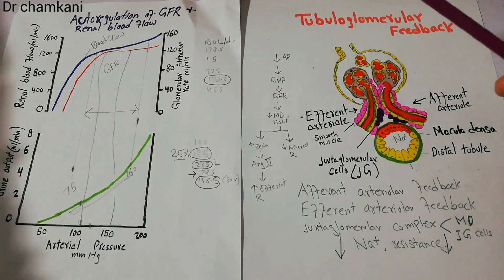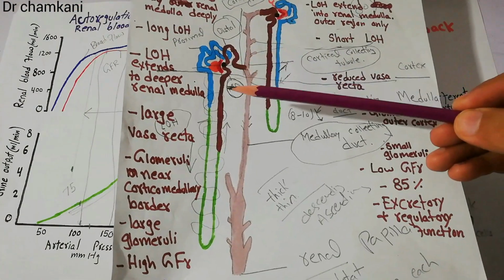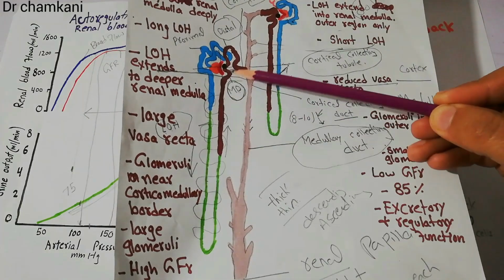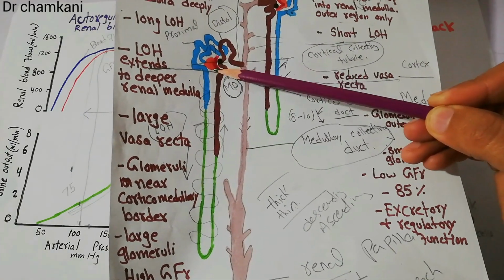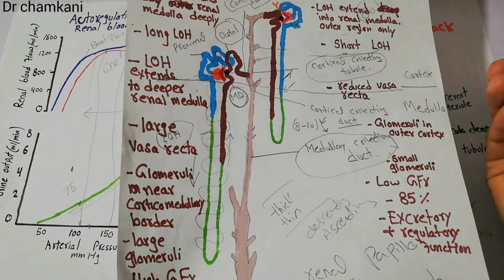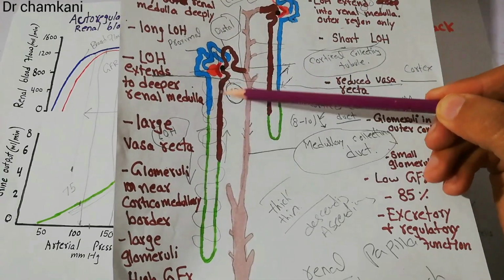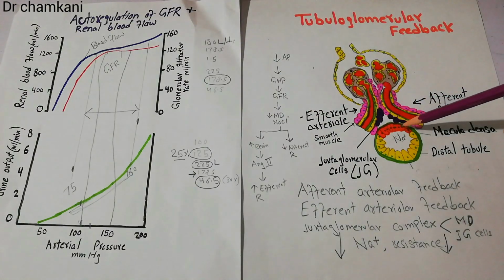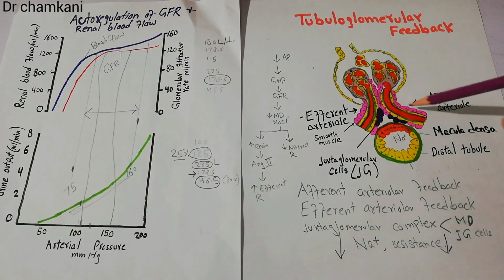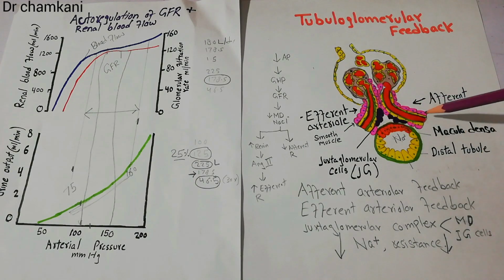And in this mechanism, with the help of changes in the sodium concentration in the distal tubule, the resistance in the afferent and efferent arteriole is basically either increased or decreased with the changing level of sodium concentration in the distal tubule. So here in the distal tubule, we have the macula densa, and here in the afferent arteriole and efferent arteriole, we have the JG cells, the juxtaglomerular cells.